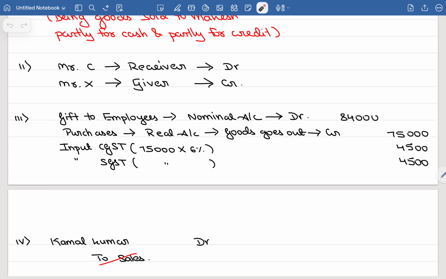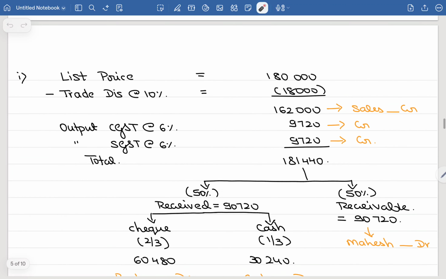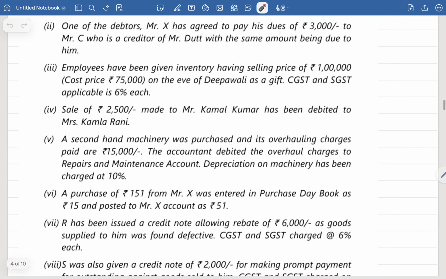So your entry will be gift to employees account debit, to purchase, to input CGST, to input SGST. Simple one. So we have to remember that we have to reverse the input GST. This is the important point which you have to remember when it comes to entry number 3.